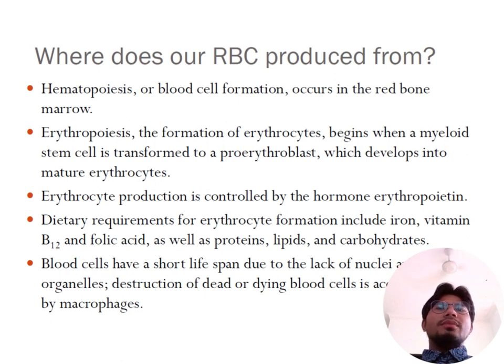The process of red blood cell production is controlled by the erythropoietin hormone. This hormone will stimulate the production or replication of blood cells in the bone marrow. The formation of blood cells, including erythrocytes, requires supplements, for example iron, vitamin B12, folic acid, and also sufficient food, which is protein, lipids, and carbs.